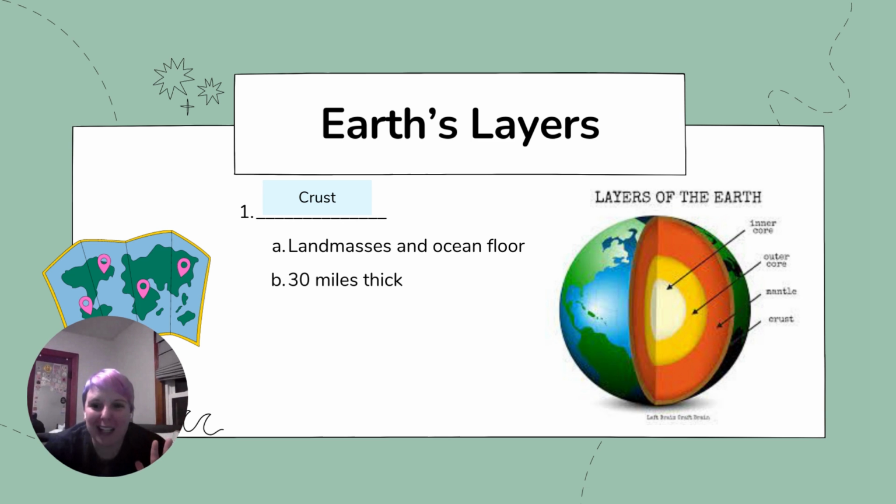There are 5 layers that you would pass through before getting to the core, if you could dig through the center of the earth. Now, 2 of the layers are often combined into a single layer, but we'll talk through that. The first layer is the Earth's crust. This is what we see. This contains the land masses and the ocean floor and is considered to be 30 miles thick.